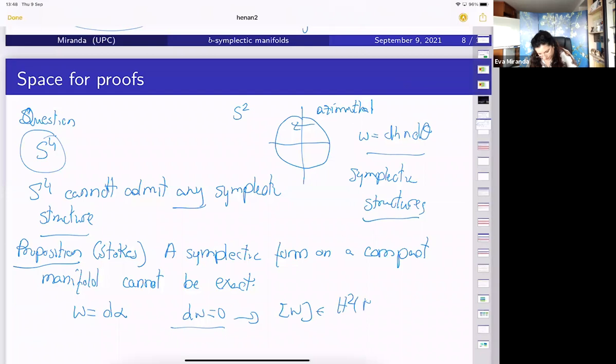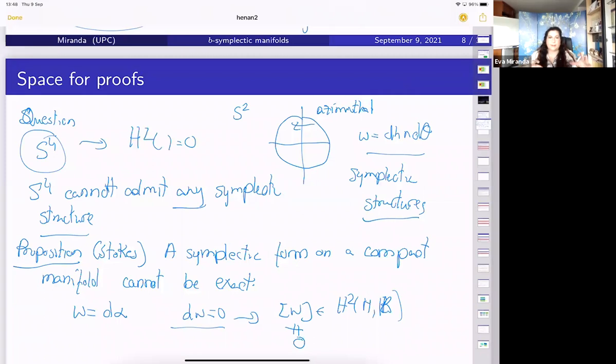So what this means is that this class cannot be 0. What happens if you have a manifold? This means that your symplectic structure defines a non-vanishing class in H2. So what happens if you have S4? If you take S4 to your favorite doctor, he will tell you that H2 is 0.